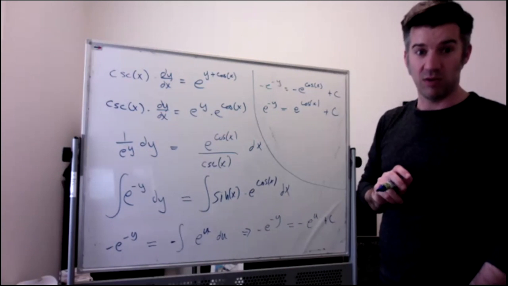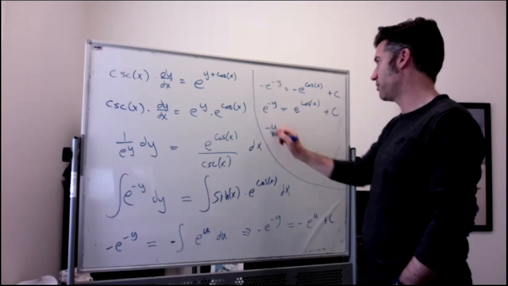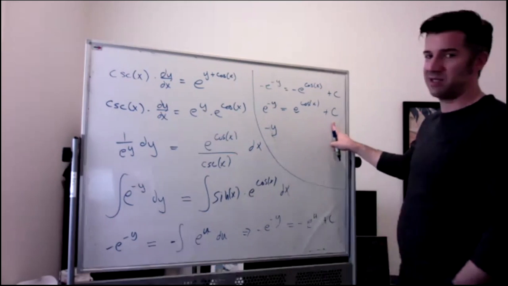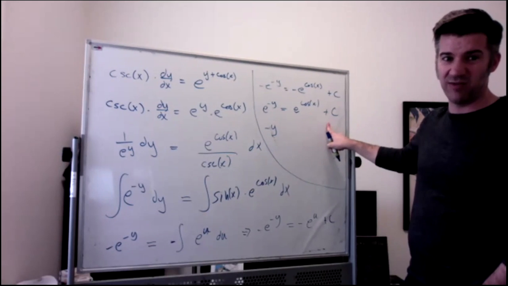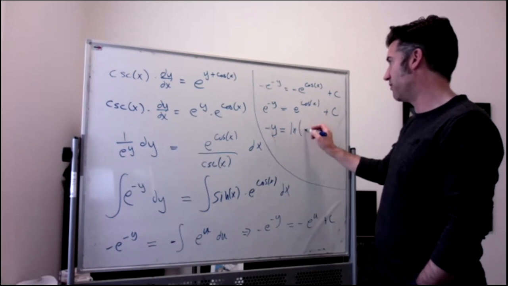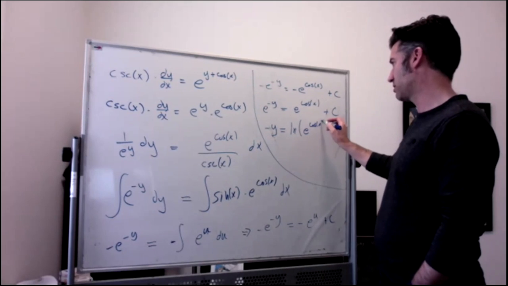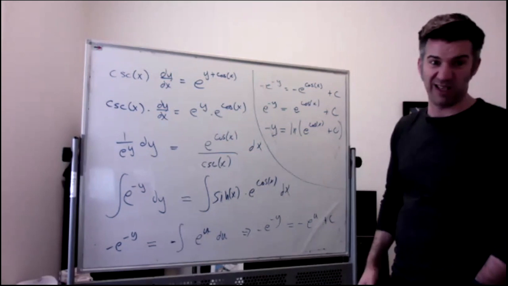And then I'm going to take the natural log of both sides. The natural log of e to the negative y is negative y. The natural log of all this, it would be lovely if it was just cosine of x, but that plus c actually kind of jams up our stuff here. It's the natural log of e to the cosine of x plus c. That c is kind of throwing off what would be a very nice answer.